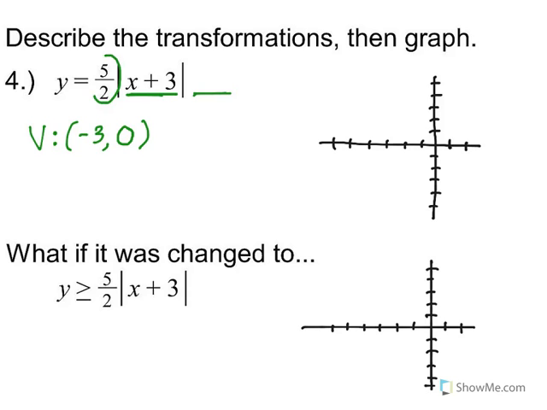Right, the a value is positive, so this is going to open up. And then 5/2, well, it's a fraction that's bigger than 1, so this is going to be a steeper or narrower graph than the parent function. Okay, so our vertex is at -3, 0.